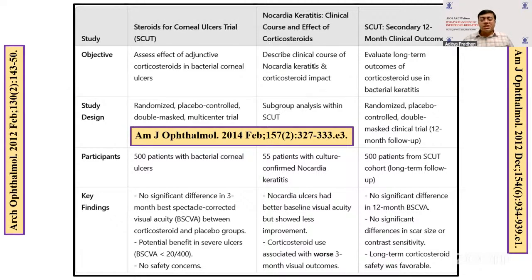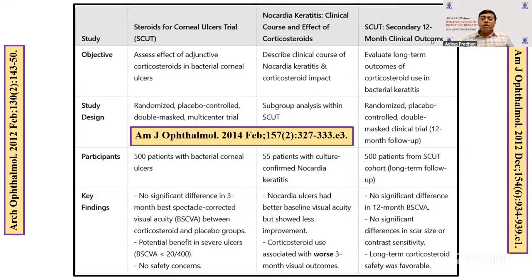And in the subset group, Nocardia keratitis was studied, and the impact of steroids on that. 55 patients out of 500 had culture-confirmed Nocardia keratitis. They had a better baseline visual acuity to begin with, but they showed less improvement with steroids. And at the end of 3 months, the use of corticosteroids worsened the outcome, especially in the subgroup of Nocardia keratitis.